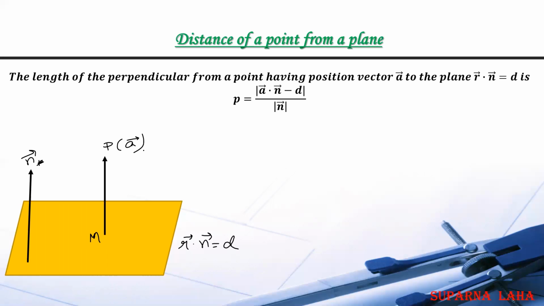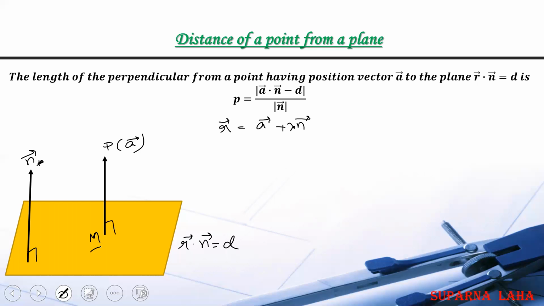Now look at this plane. This PM is also perpendicular and n is also perpendicular to the plane. So that means they are parallel. So the vector equation of the line PM can be written as r equals A plus lambda n.